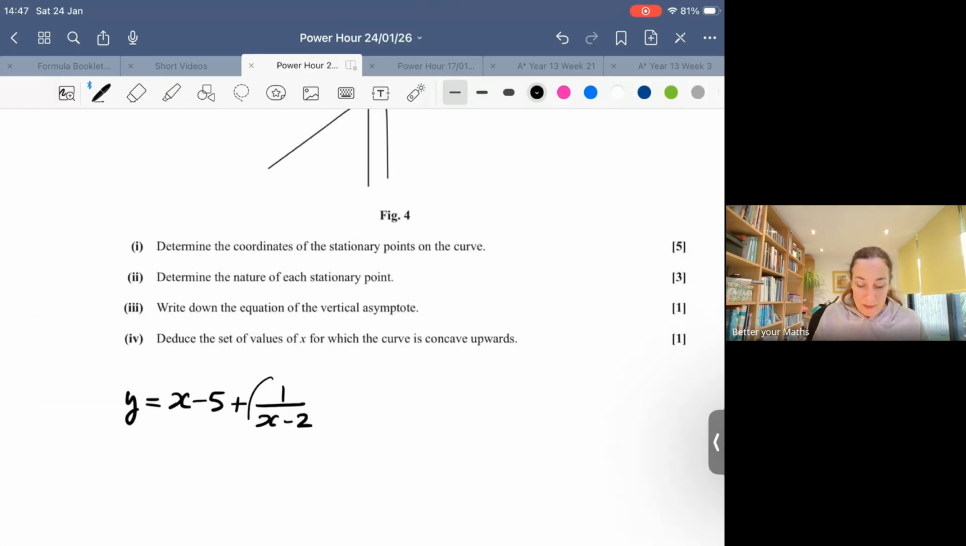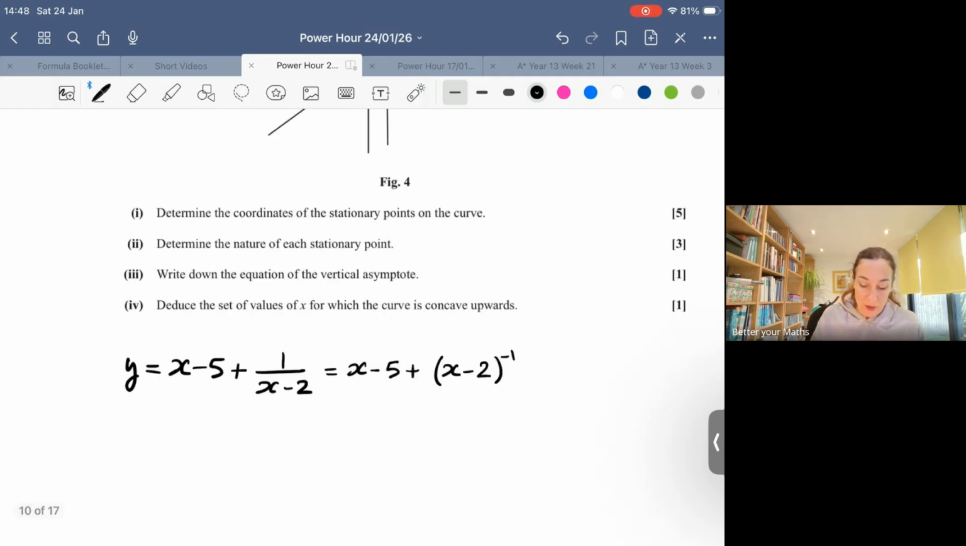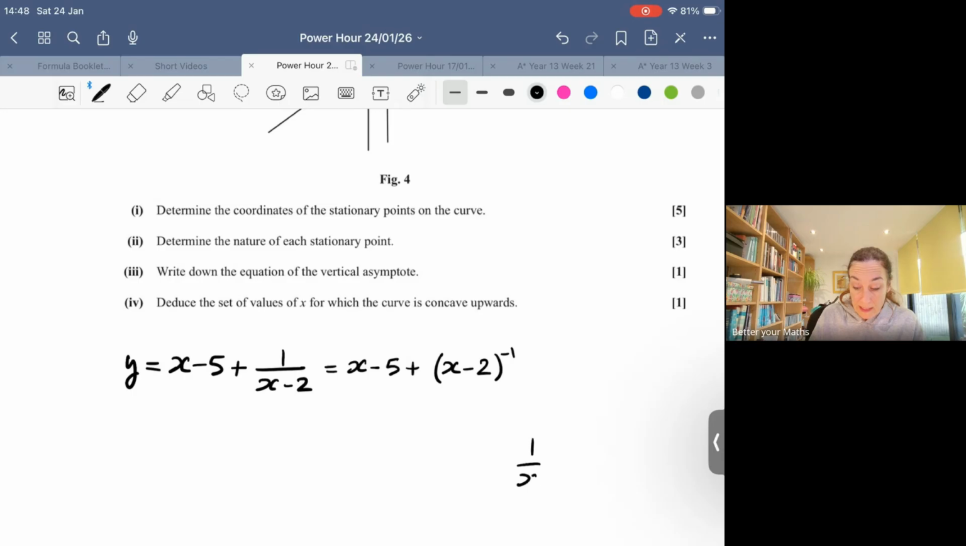But to differentiate this, every time I have something x plus something, it's very easy. I'm going to differentiate like it was just x, and I'll multiply by the derivative. So I'm going to write this as x minus 5 plus x minus 2 to the power of minus 1. We will see this, don't worry. Do you remember how we differentiate 1 over x? We just write it as x to the minus 1, and then from there, it's very easy.